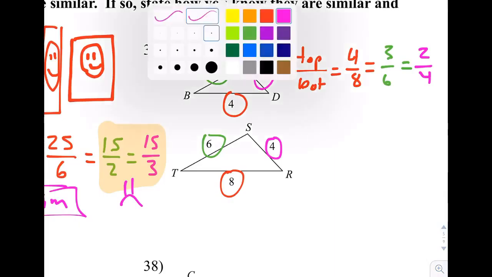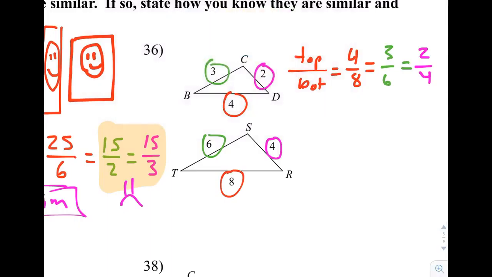If you didn't know that, you could just pop it in your calculator and do 4 divided by 8 and see what you get: 0.5. 3 divided by 6, 0.5. 2 divided by 4, 0.5. So if you don't feel real comfortable with fractions, just divide them in your calculator and write down the decimal underneath them all. Otherwise, if you're like, hey, I know that's 1/2, I know that's 1/2, I know that's 1/2, say, yay, similar.